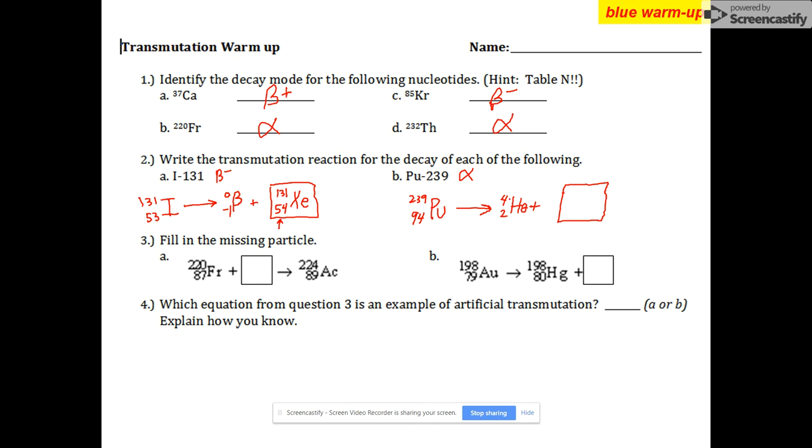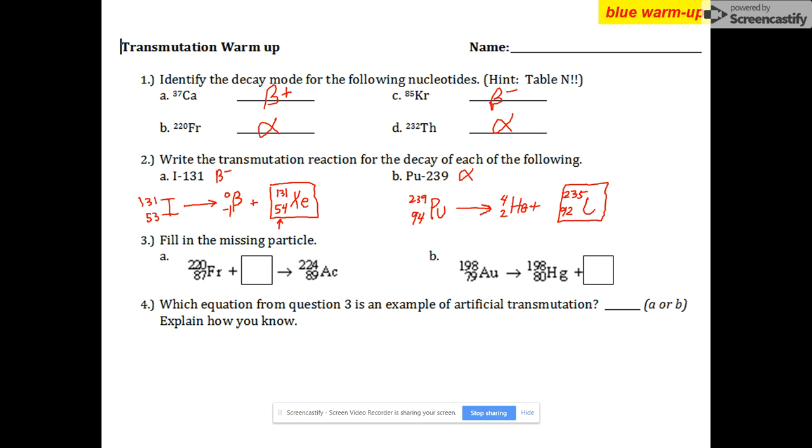Well, 4 plus something has to equal 239. So whatever this is, it has a mass of 235. And then 94 has to be equal to 2 plus something. So this is going to be equal to 92. And that is good old, where is it? Where's good old, yes, it is good old uranium.